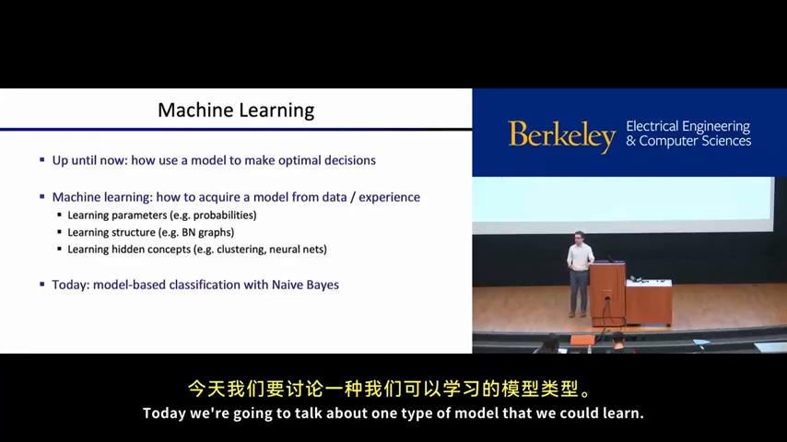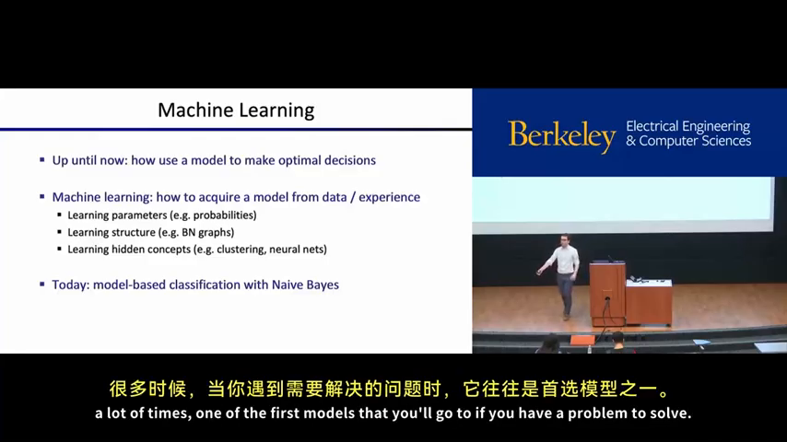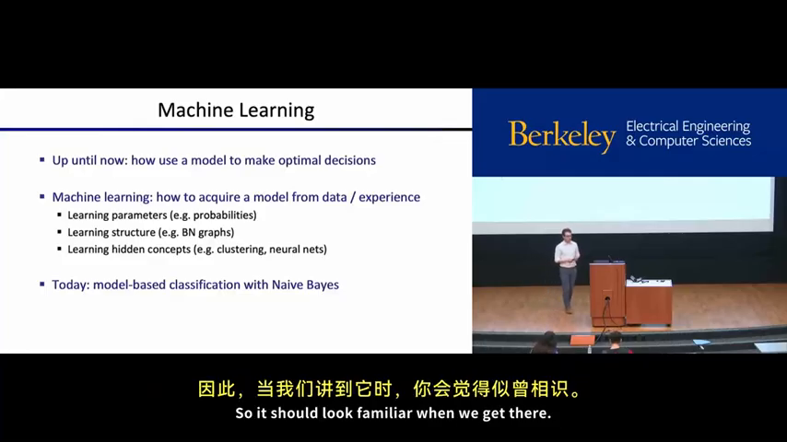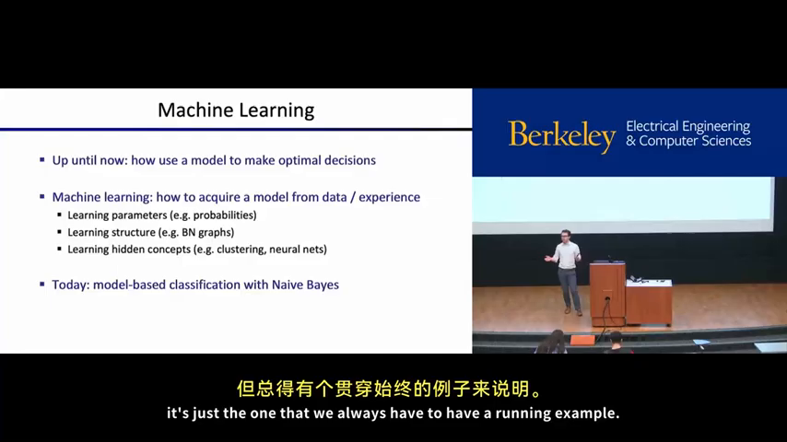Today we're going to talk about one type of model that we could learn. This is a very simple, classic model that is actually very useful, and a lot of times it's one of the first models that you'll go to if you have a problem to solve. It's called naive Bayes. It's one of the types of Bayes nets that we saw in the Bayes nets lecture, so it should look familiar when we get there. But it's not the only model. It's just the one that, we always have to have a running example.